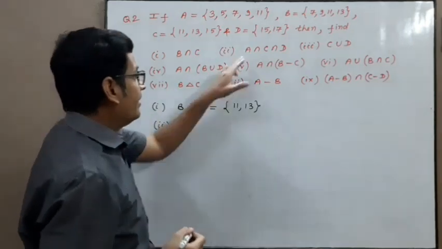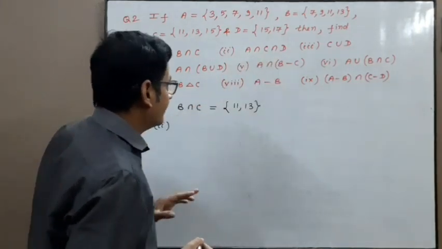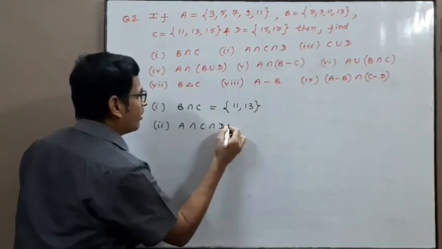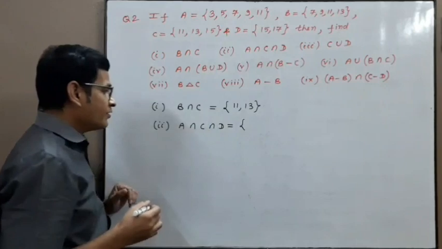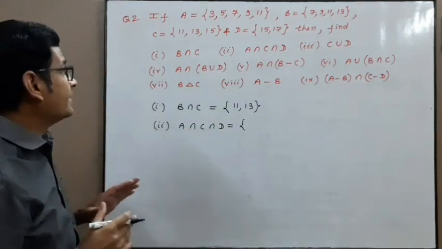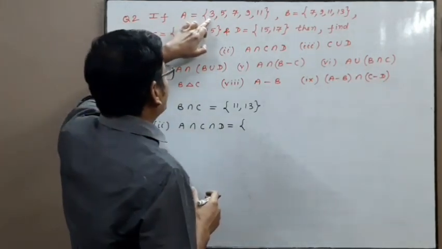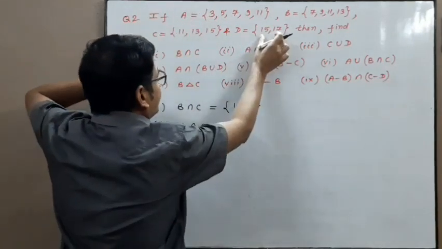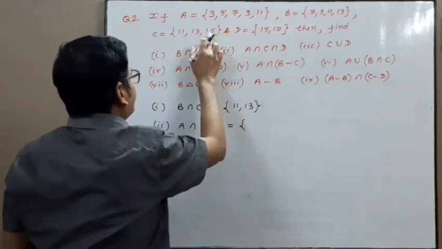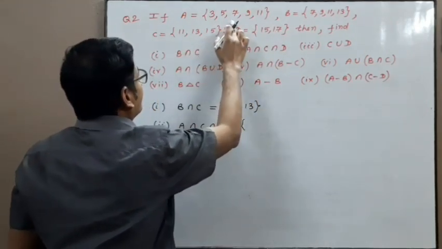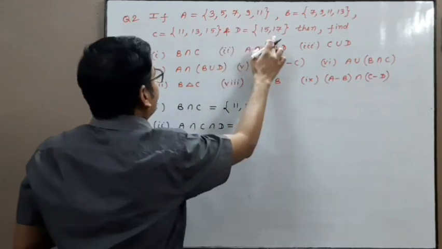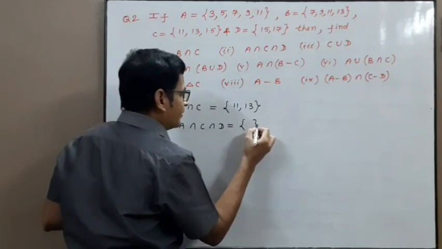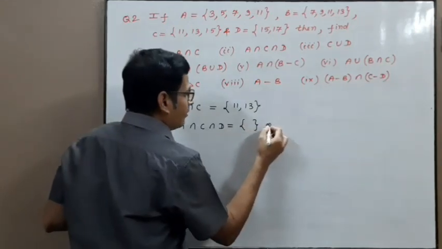Second part, A intersection C intersection D. All are objective questions. Now what is common between all three sets, A, C and D? In D only two elements are there, 15 and 17. Check, is 15 and 17 there? There is no 15 in A, and 17 no. So A intersection C intersection D is the null set. Null set is denoted by this symbol or ϕ.